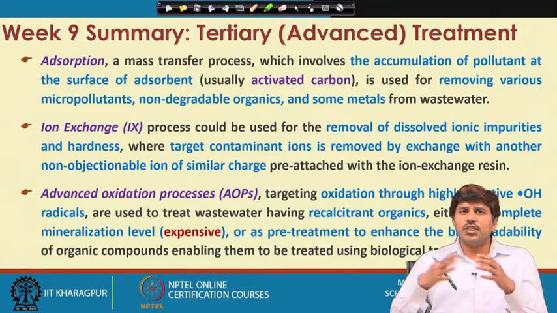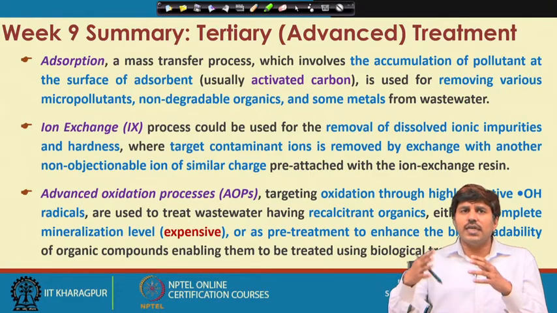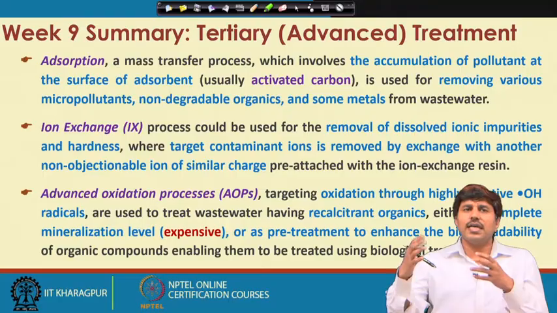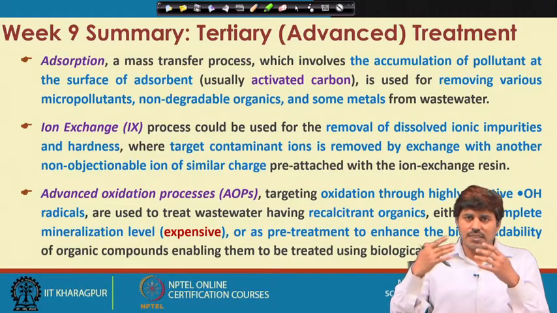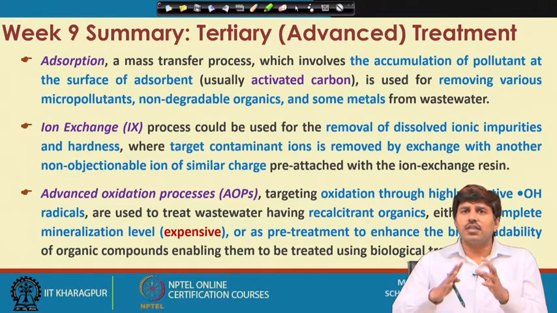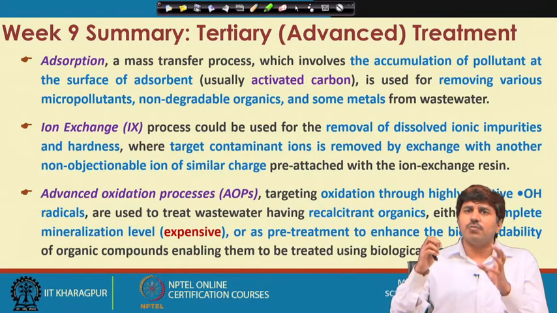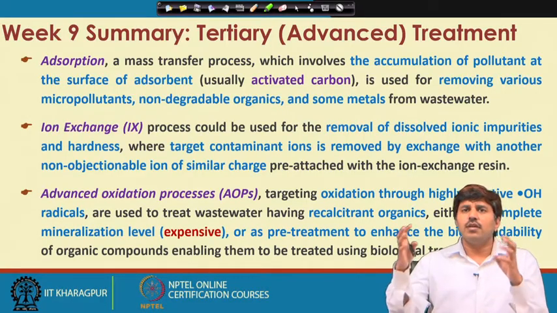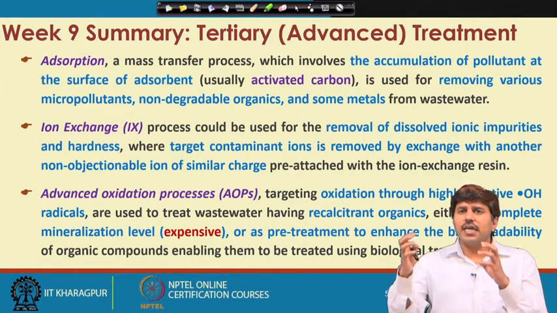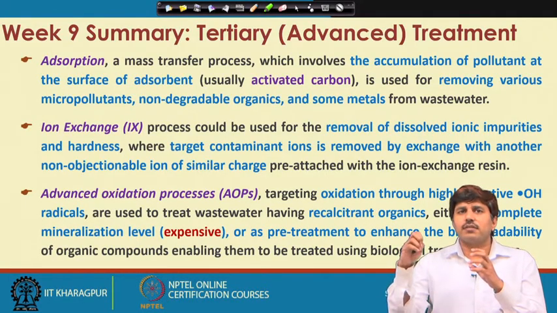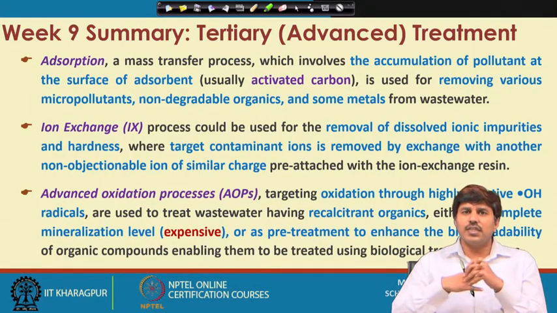We also discussed the ion exchange process, which could remove dissolved ionic impurities and hardness. So, how does ion exchange work? Basically, the target contaminant ion is swapped with another ion which is non-objectionable or much less objectionable, but of similar charge. So, there are ion exchange resins which have a polymer backbone and a functional group attached, along with an ion, which is attached when the resin is exposed to water. So, the contaminant ion in water comes and attaches to the functional group and the pre-attached, less toxic or less contaminant ion is released back into the water. So, that is what the ion exchange process is.